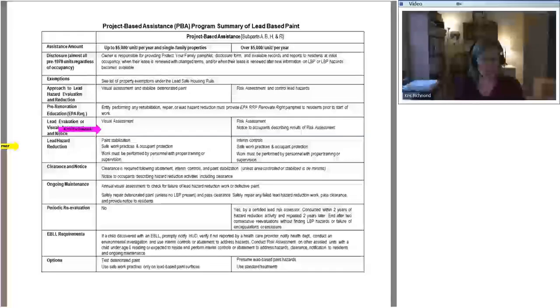Because that's what we've been trying to reinforce. It depends on which category, the left side of the chart or the right side of the chart, you fall in, to then determine what type of evaluation you need to do, what type of treatment, what kind of ongoing maintenance. Those are the areas that are different depending on whether you're up to $5,000 per unit per year or over $5,000 per unit per year. So that's the way I read this person's question.